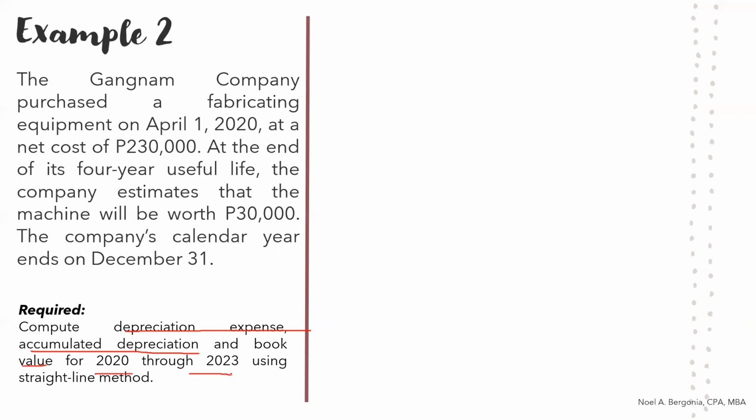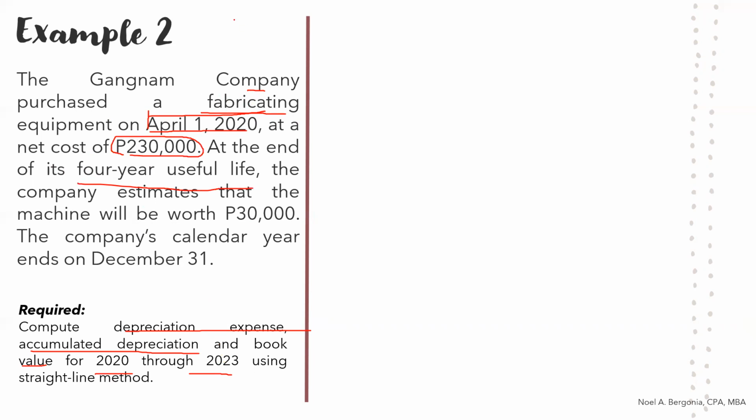through 2023. Okay. So, the Gangnam Company purchased a fabricating equipment on April 1, 2020. So, ito yung pinagkaiba. Nabili siya ng April 1, 2020, and then at a net cost of 230,000. Ito pa rin yung costs. Then at the end of the 4-year useful life.